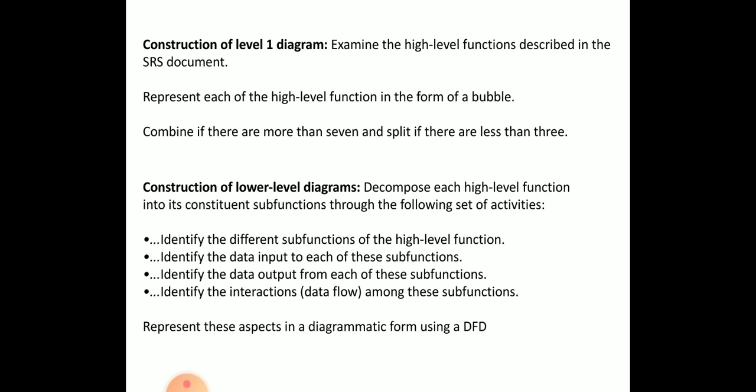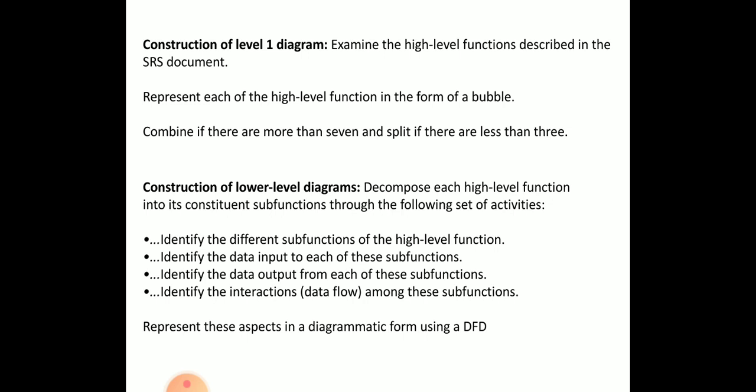So first identify the high level functions so that we can split them into different sub functions, and after identifying the sub functions, the data items needed as input for those sub functions need to be identified. After that, the expected data output from the sub functions, and also the interaction among these sub functions, that is the data flow among these different modules, should be identified. And this is represented graphically in the successive levels of the DFDs.